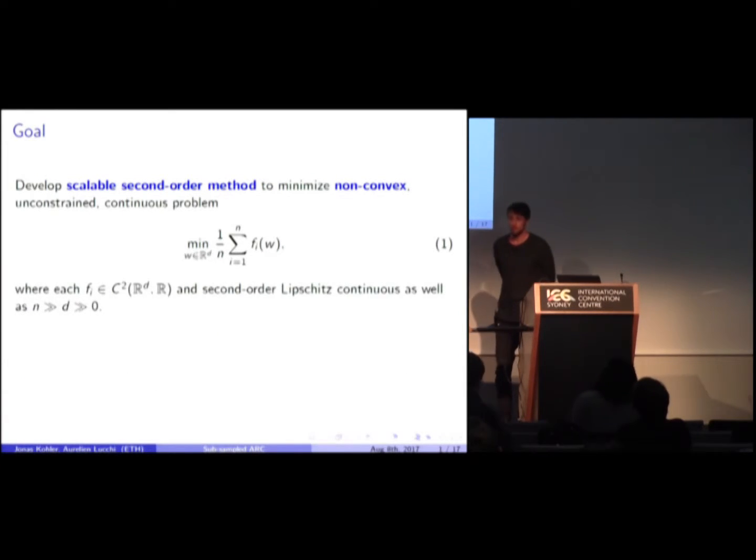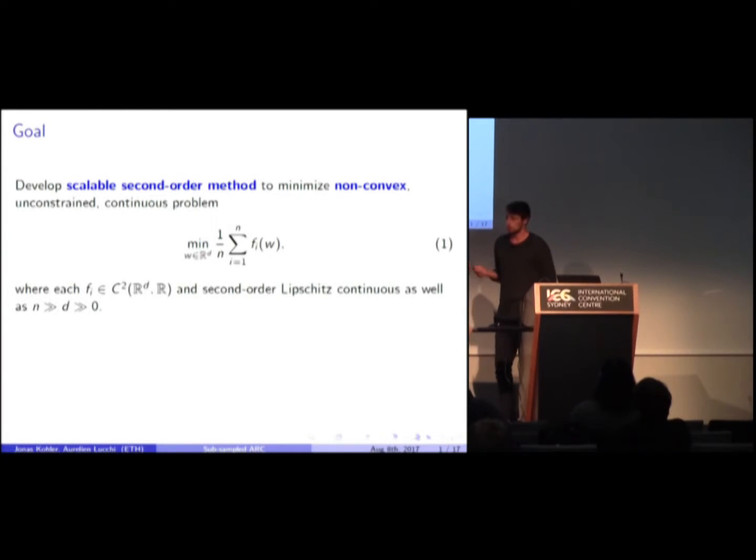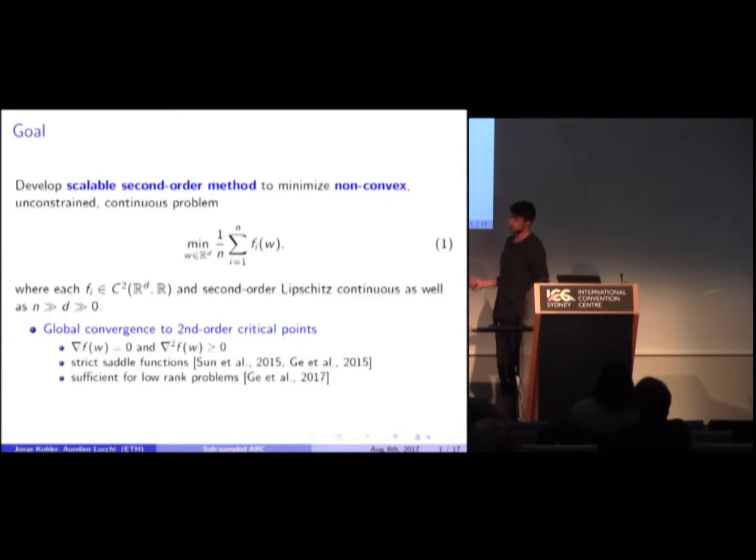We have the typical finite sum structured objective functions that are unconstrained, continuous, and we assume second order Lipschitz continuity, even though we really need the explicit Lipschitz constant. And specifically, we assume non-convex functions. In this setting, the best that you can hope for based on second order methods is finding a second order critical point or a local minimum, which is the case where you have so-called strict saddle functions that when the gradient vanishes and the Hessian is positive semi-definite, then you're guaranteed to have a local minimizer.